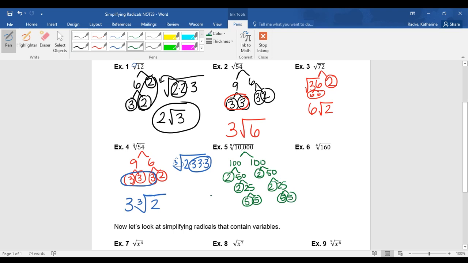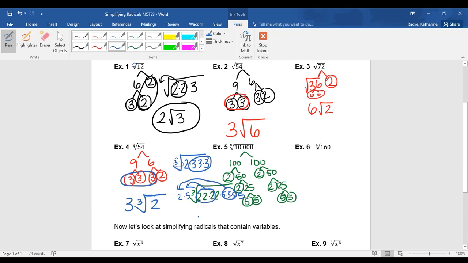Okay, so I'm going to go ahead and write this out. Remember, I'm looking for groups of 3 because it's cube root. I have 4 2s, and I have 4 5s. Okay, I have a group of 3 right here, and then I have another group of 3 here. So that means I'm pulling out a 2, and I'm pulling out a 5.